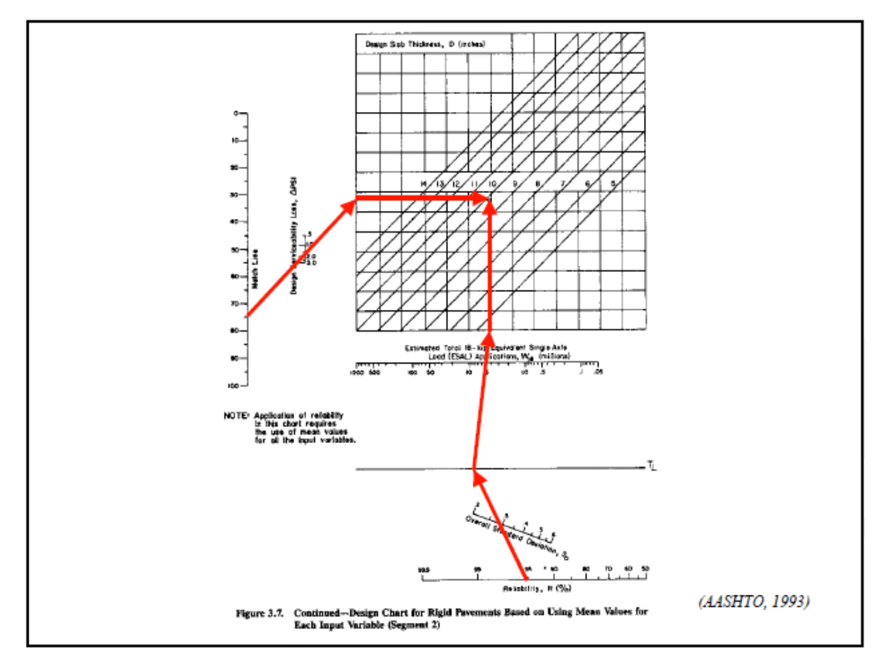The AASHTO guide incorporates in the design a reliability factor R, capital R in percent, to account for uncertainties in traffic prediction and pavement performance. Capital R in percent indicates the probability that the pavement designed will have a performance level higher than the terminal serviceability level at the end of the design period. So it is some sort of, you can say, the factor of safety that is being considered in the analysis. Okay.